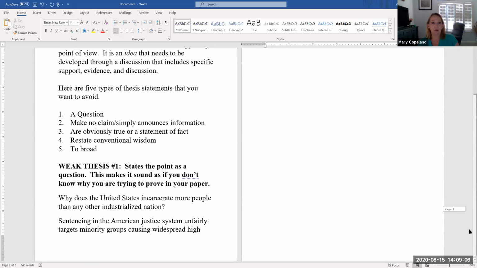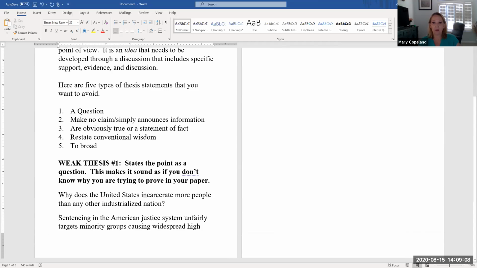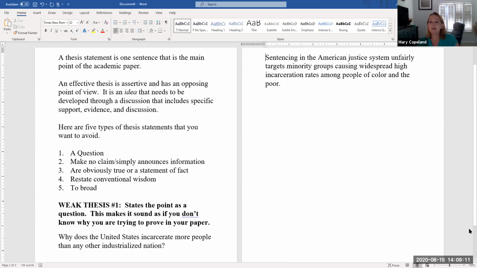Let me try doing this so that it's all on one page. Sentencing in the American justice system unfairly targets minority groups, causing widespread high incarceration rates among people of color and the poor. So now I've given a reason why there's so much incarceration, and some people may absolutely disagree with that. That's fine. Your job then in the rest of the paper is to prove that point with discussion, with research.